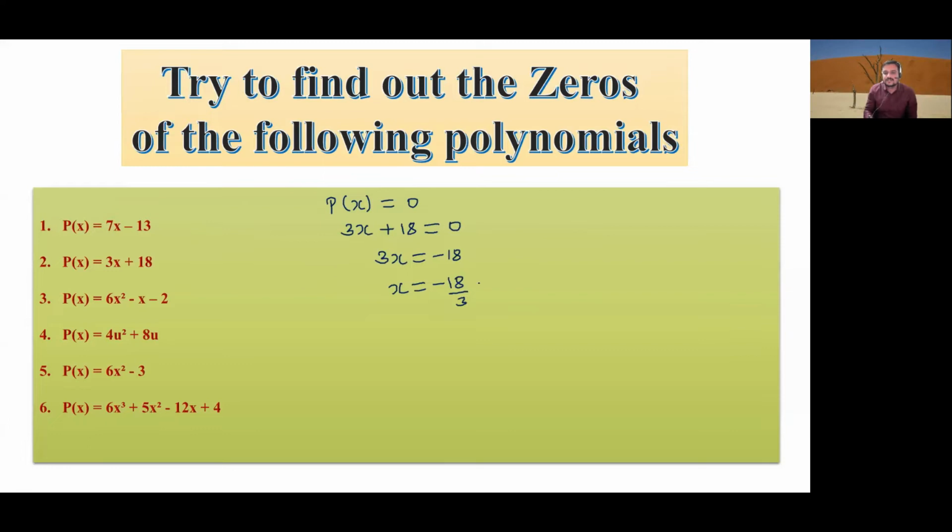So what does it come to ultimately? Sir, minus 6. Okay, so x is equal to minus 6 is the 0 of the second polynomial. Yes, what about the third one?